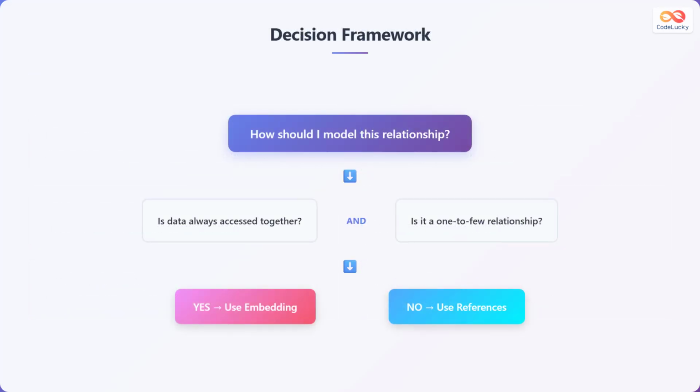Let's use a simple decision framework to guide your choice. Start with the question, how should I model this relationship? Then ask, is the data always accessed together, and is it a one-to-few relationship? If the answer to both questions is yes, use embedding. If the answer to either question is no, use references. This framework helps you balance the trade-offs between read performance, storage efficiency, and update complexity.